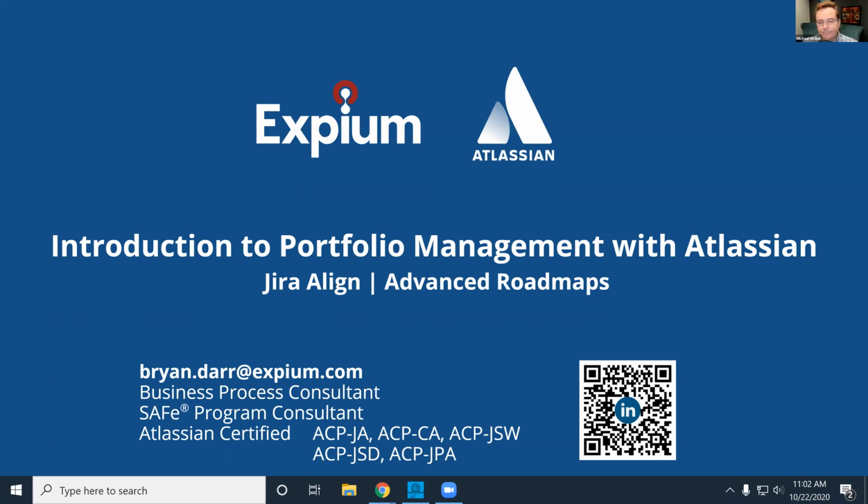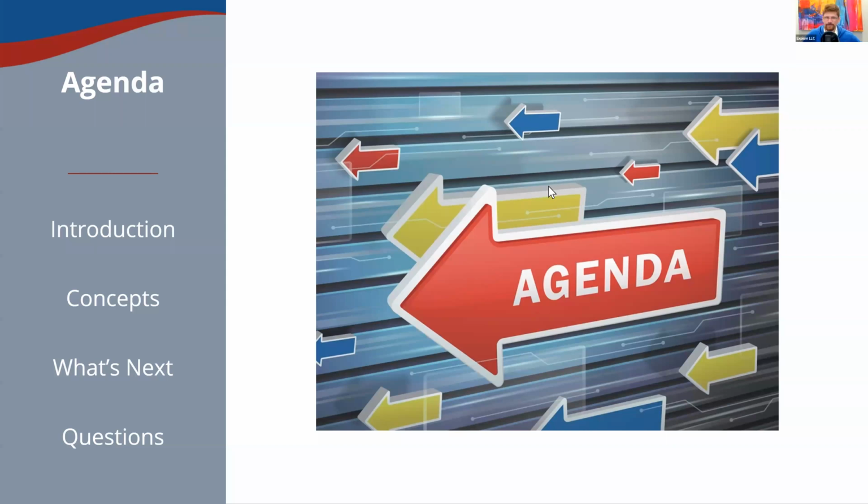Good morning. All right, so hopping right through, let's talk about our agenda. We're going to start with an introduction about portfolio management in Atlassian. We're going to talk about some high-level concepts. We're going to discuss in each of these tools what's new and what's next, what's coming down for the tools. Then we're going to do a high-level tool walkthrough, specifically of Jira Align and Portfolio for Jira, or I guess advanced roadmaps, as it's now called. And then we're going to have time for some Q&A at the end.